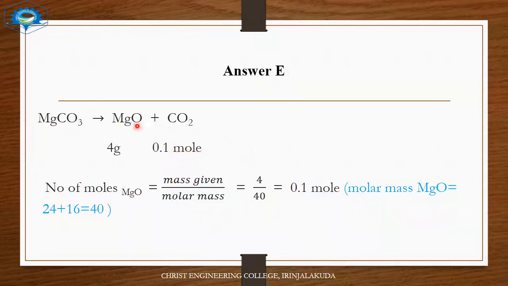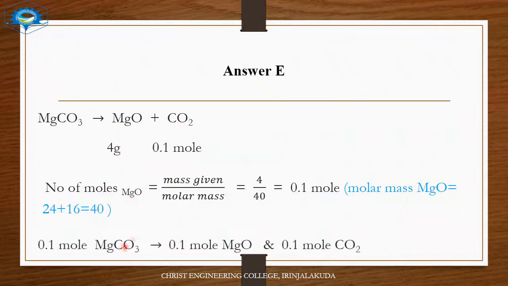4 by 40 is equal to 0.1 mole. So carbon dioxide is already 0.1 mole, and for MgO from the given mass 4 gram, we found the number of moles, which is again 0.1 mole. Which means we have 0.1 mole magnesium carbonate, and it is decomposed equally into 0.1 and 0.1.